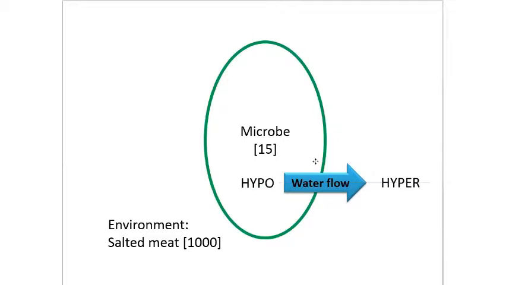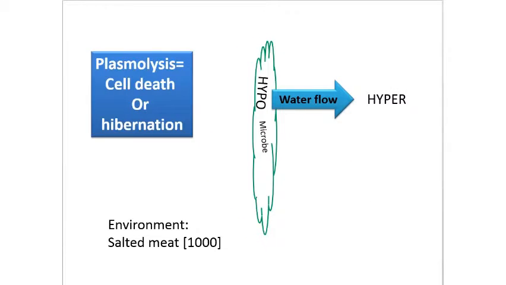So water flows from hypo to hyper, which means that water is going to flow out of the cell. As water flows out of the cell, the cell is going to shrivel up. And when it shrivels up, one of two things can happen. It undergoes what's called plasmolysis, and the end result of plasmolysis will either be cell death, because the cell can't take the loss of water, or hibernation. It's going to be sitting there waiting in stasis. You can guess what it's waiting for. If the lack of water put it into this state, it's waiting for more water.